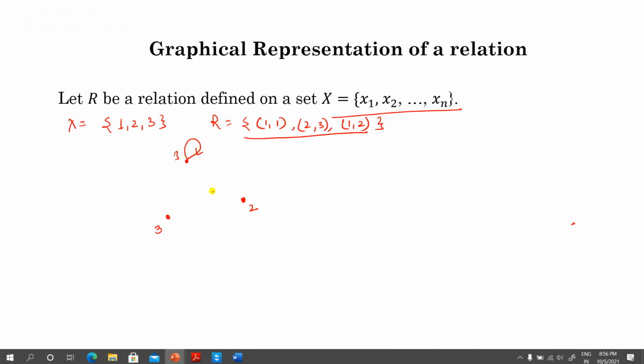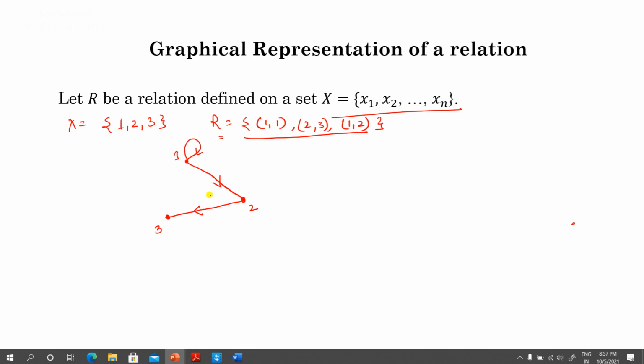Now (2, 3) means from 2 to 3, so this is a directed edge from 2 to 3. Now (1, 2) is represented by this directed edge. This is the graph of relation R. So this is the graphical representation of a relation. First we have to represent the elements using vertices, and for each ordered pair we make a directed edge from the first vertex to the second vertex. In this way we can define the graph of a relation.